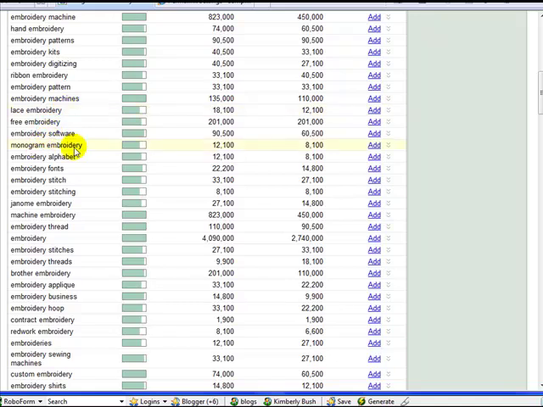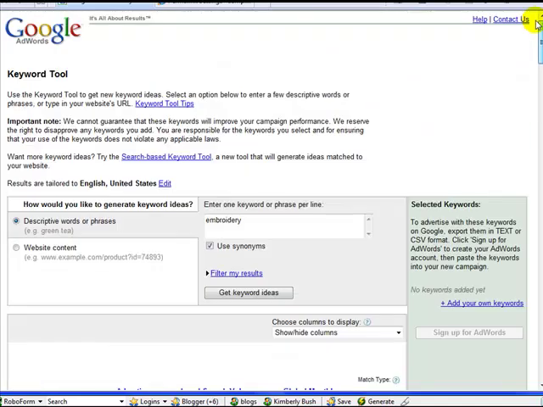Monogram embroidery. Okay, now we're talking about a specific embroidery service that people provide. Let's say that I have that on my site, so that's great. I can see that it has a decent search amount every month. So I'm going to go ahead and do what I call drill down. I'm going to take that phrase and search for that phrase specifically. Monogram embroidery.